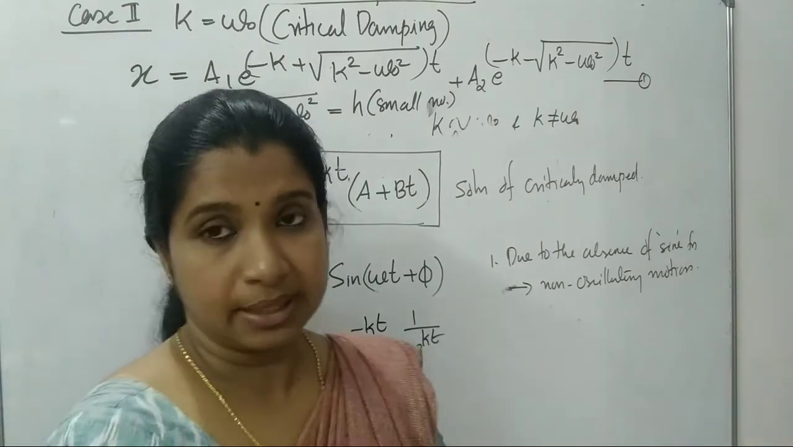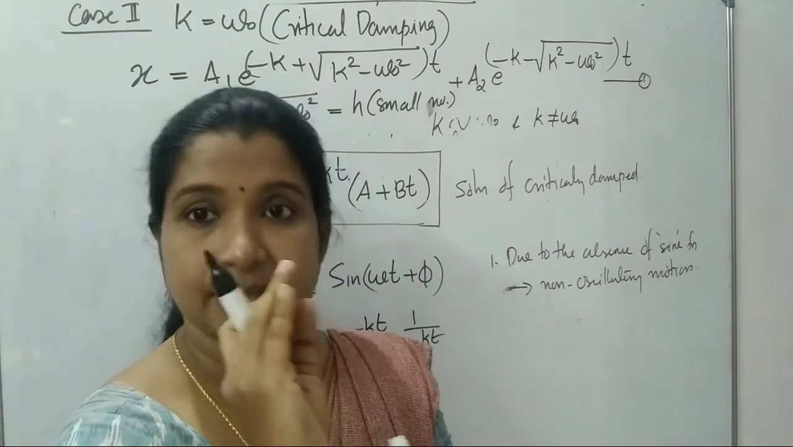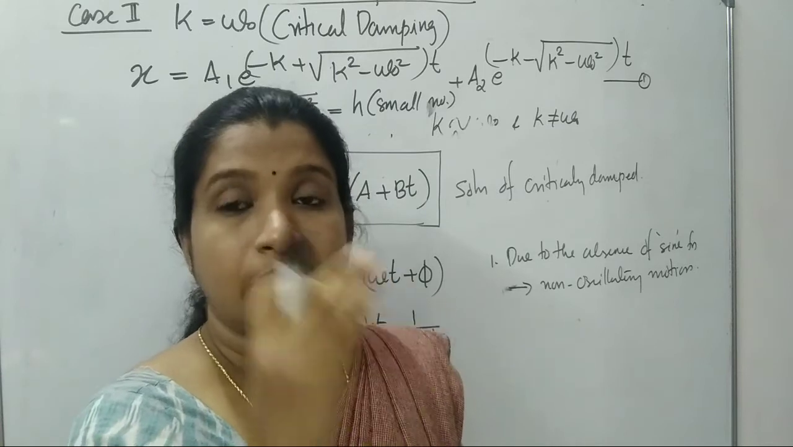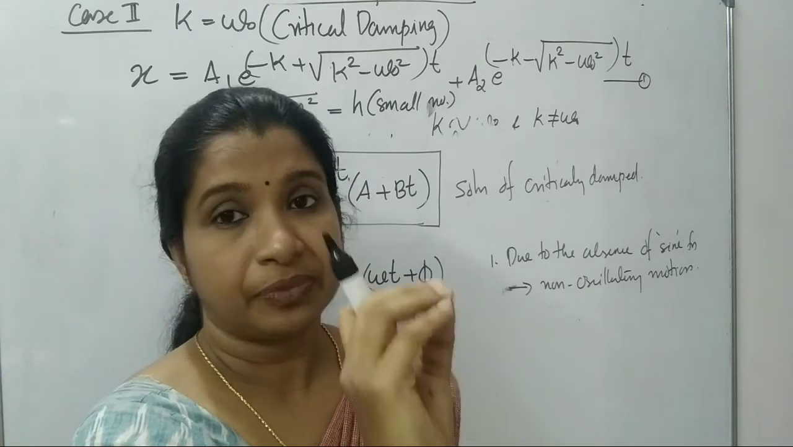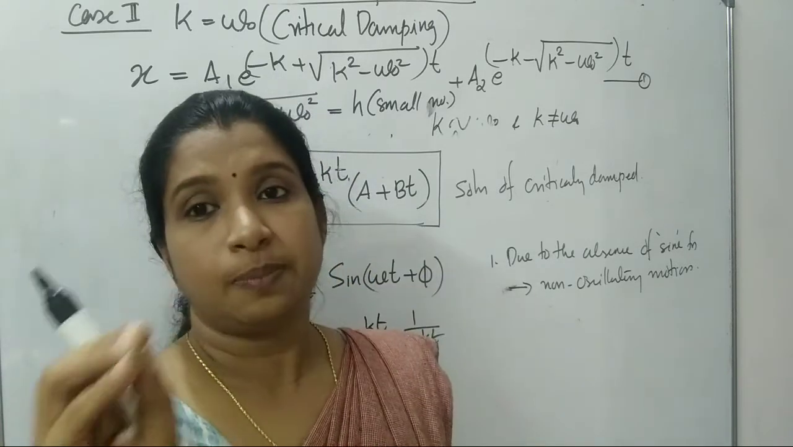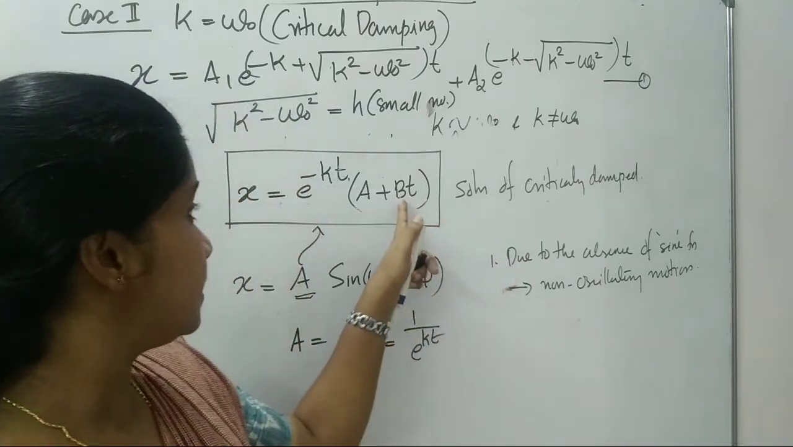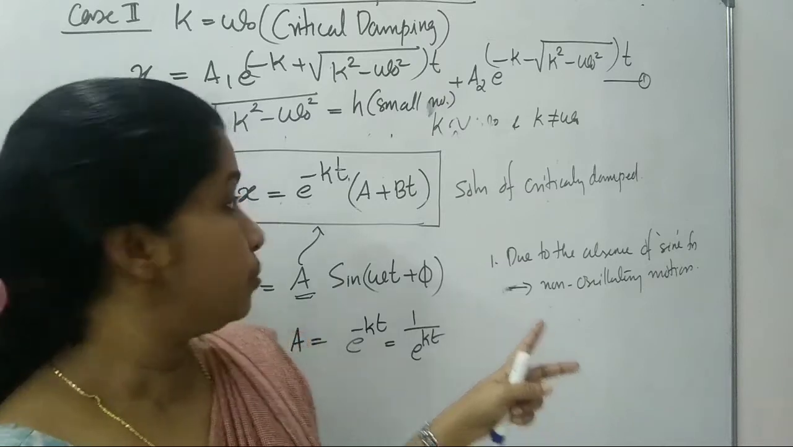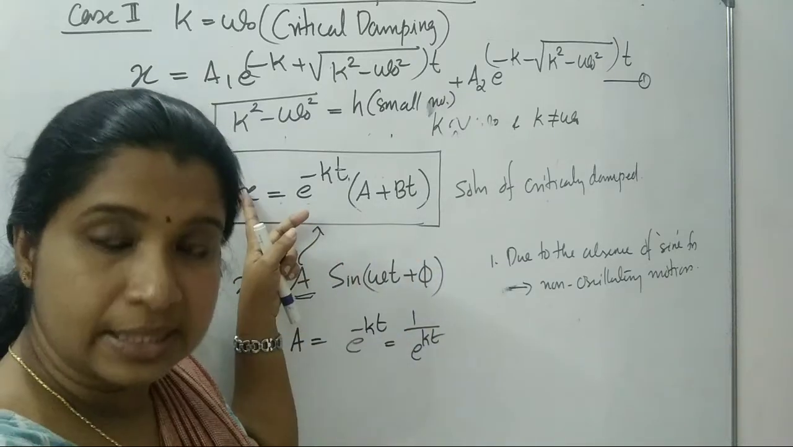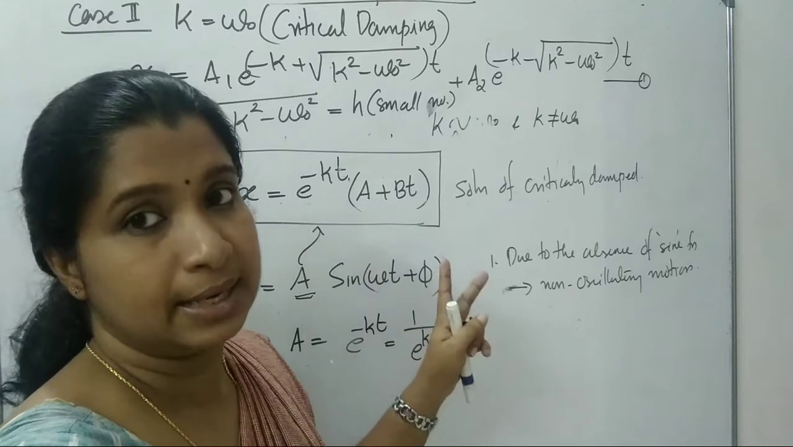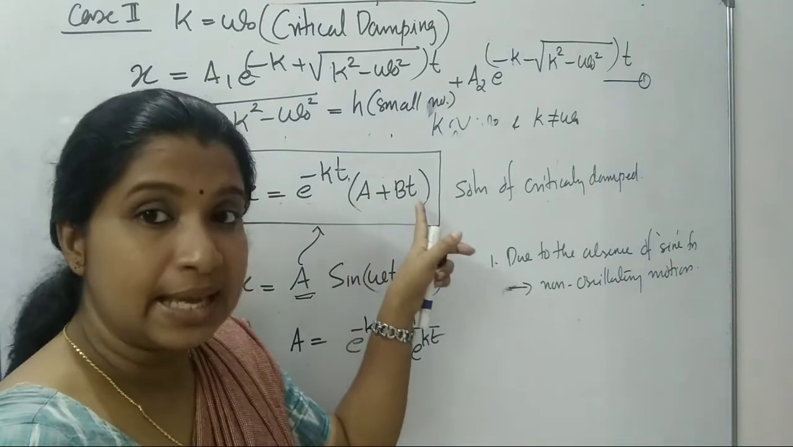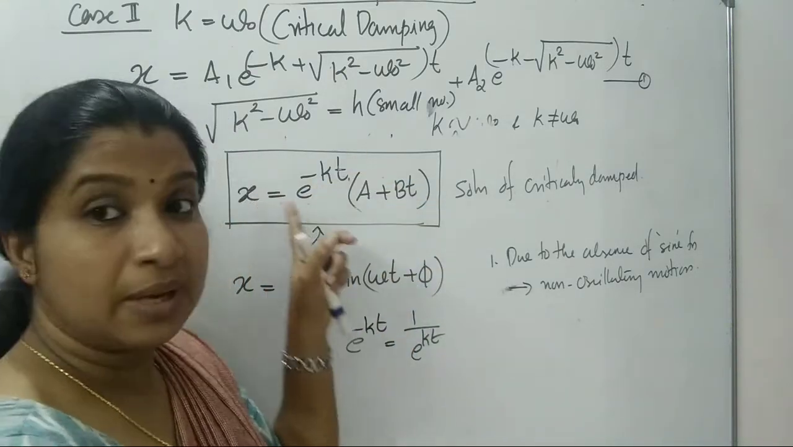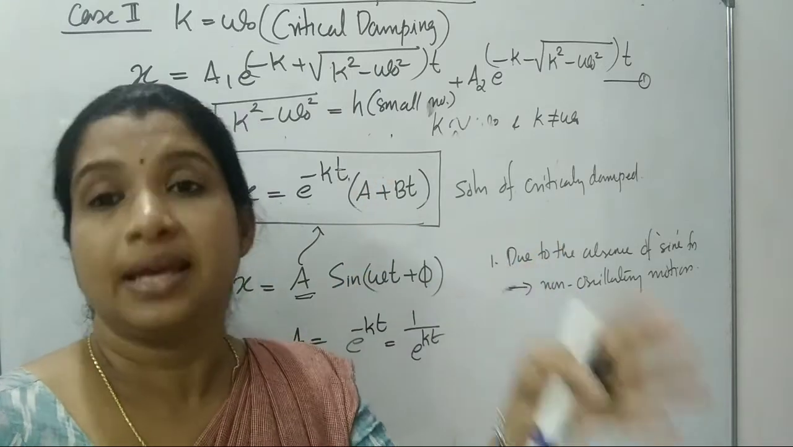A linear term is there. Consider the linear term separately. What happens due to the presence of that linear term? When time increases, displacement increases. When t increases, x increases. That is called a linear term. For t equal to 1, 2, 3, etc., x is found to be increasing. Due to the presence of this linear term, displacement is found to be increasing initially.